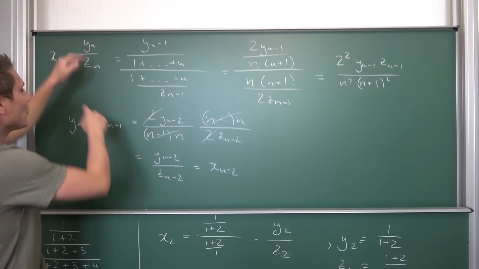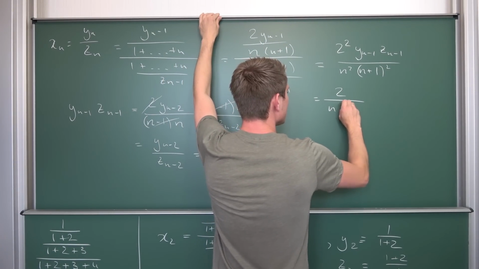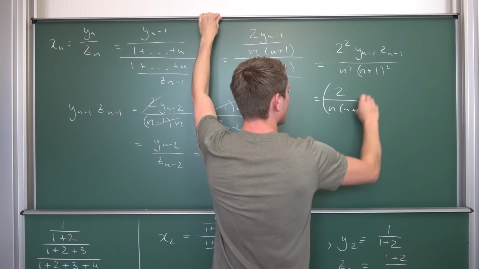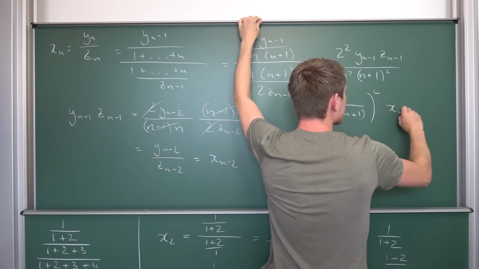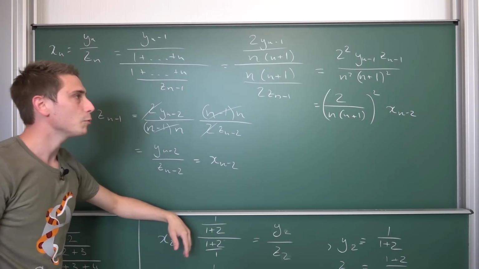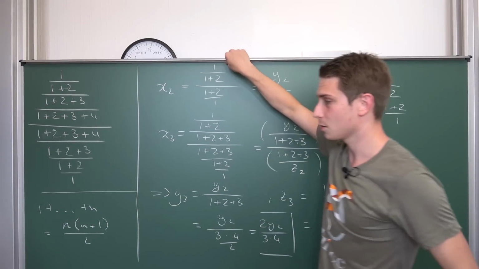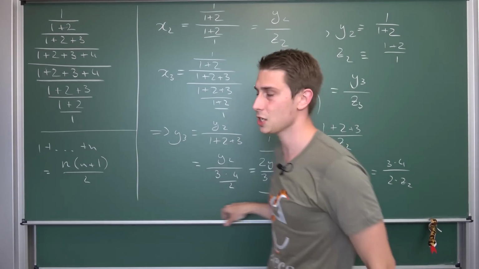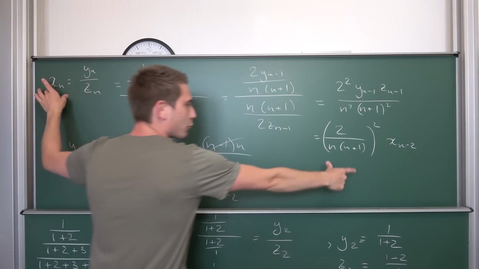Meaning our xn can be expressed as 2 over n times n plus 1 and the whole thing squared, just bringing the exponent to the outside, times x n minus 2. And this is cool, right? I mean, we have traced it back. We have turned this horrible expression, which goes up until the nth iteration, into a simple recurrence relation that we can solve in Friday's video.